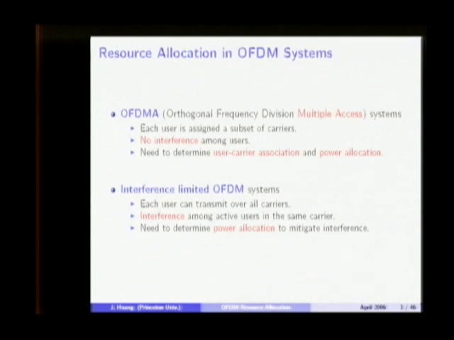And the second is the interference-limited OFDM system, as I call it, where everybody has the freedom to transmit over all the carriers in the system. Because of this, there is interference among active users on the same tone, on the same carrier. The problem there is to determine the power allocation across users on the tones to mitigate interference.